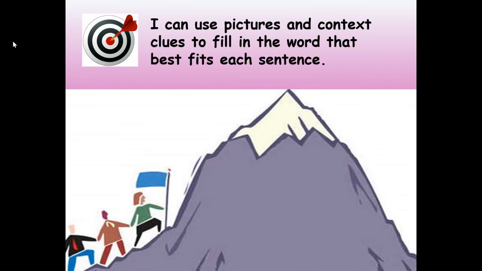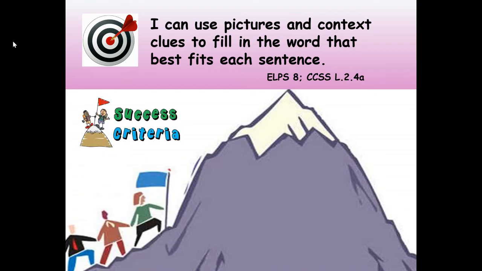So our learning target is: I can use pictures and context clues to fill in the word that best fits each sentence. So you're going to use pictures and context clues to choose the best vocabulary word. Success criteria: just like these people are climbing a mountain and it takes one step at a time, you are going to follow these steps to help you be successful at reaching your learning target.